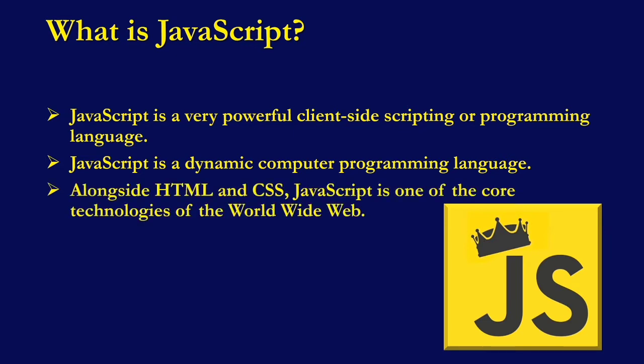Alongside HTML and CSS, JavaScript is one of the core technologies of the World Wide Web. JavaScript enables interactive web pages and is an essential part of web applications. The vast majority of websites use it for client-side page behavior, and all major web browsers have a dedicated JavaScript engine to execute it. As a multi-paradigm language, JavaScript supports event-driven, functional, and imperative programming styles. It has application programming interfaces, that is APIs, for working with text, dates, regular expressions, standard data structures, and the document object model, that is DOM.